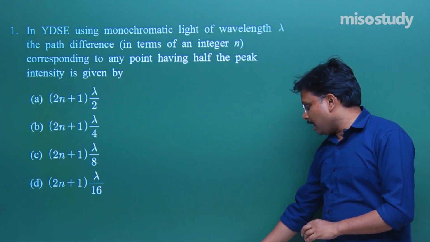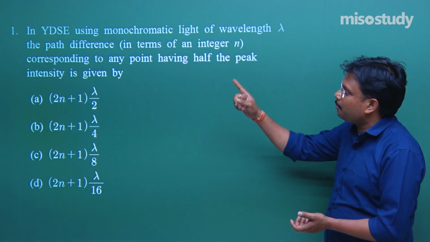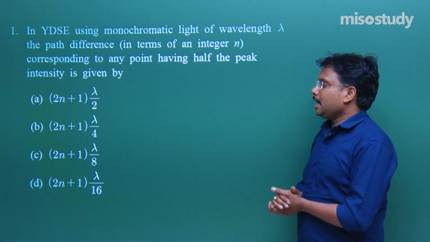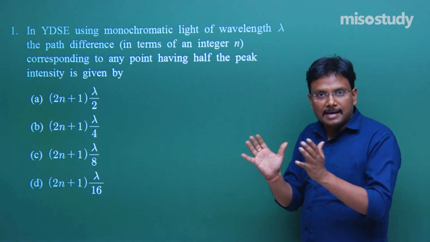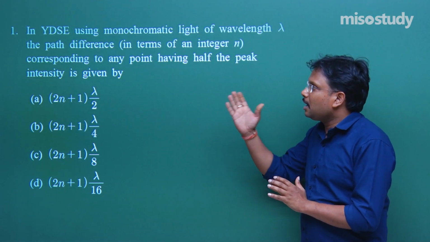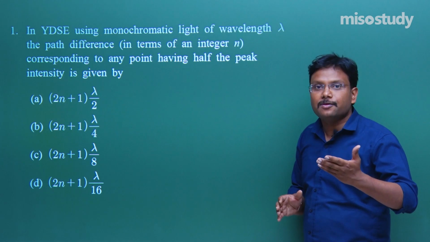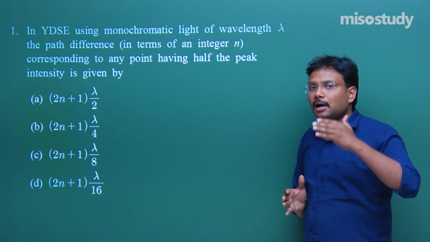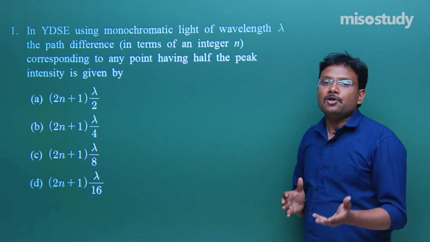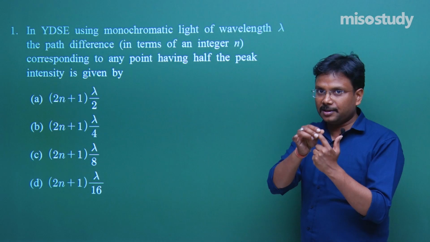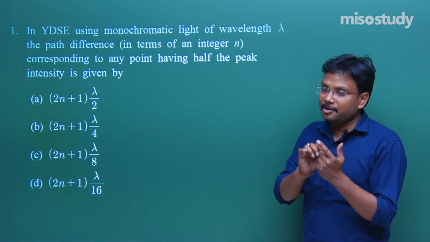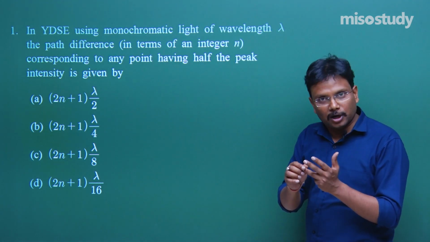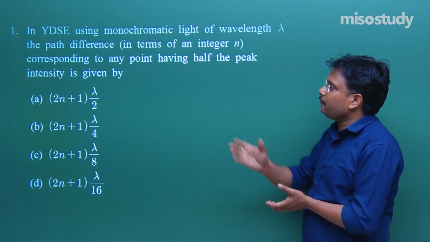Why am I starting the discussion from Young's double slit experiment, that is YDSE? The reason is simple. If you analyze your entire wave optics, you will find that interference phenomena, that is Young's double slit experiment, and diffraction phenomena are the two important phenomena. One another aspect is polarization. So all in all there are three concepts: Young's double slit experiment, then diffraction, Fraunhofer and Fresnel, and then polarization. So I am starting the discussion with this question.